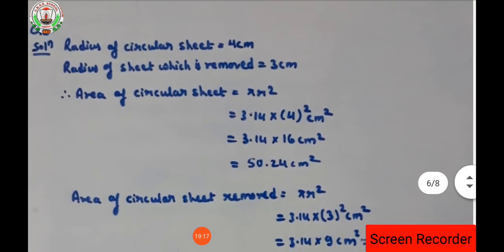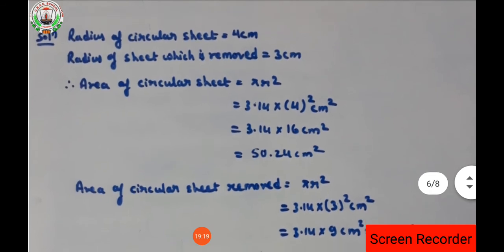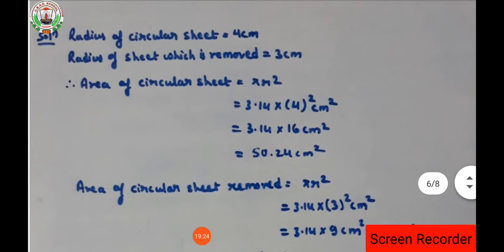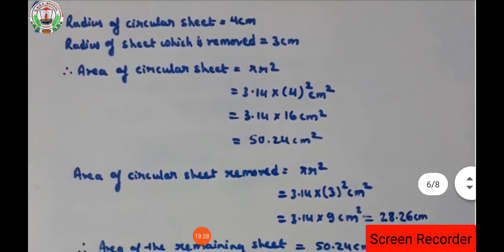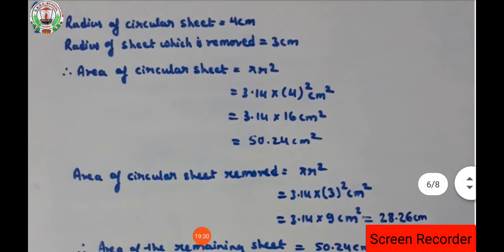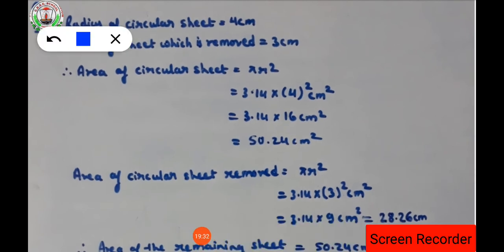Clear the question? So first, the radius of the circular sheet is 4 centimeter, and the radius of the sheet which is to be removed is 3 centimeter. So the area of a circular sheet is equal to pi r square. So pi in this question, students, we have to take as 3.14, because it is very clearly given in the question that we have to take the pi value as 3.14.